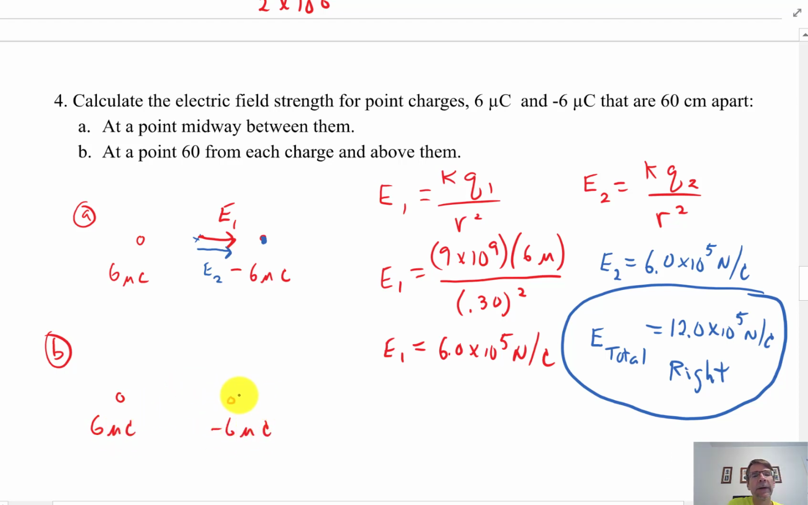microcoulombs. In part B now, it's talking about a spot, a location up here. It forms basically an equilateral triangle. In other words, that distance is 60 centimeters. So still the 60 centimeters. And this distance is 60 centimeters. So there's a lot of symmetry still, which is going to help us.